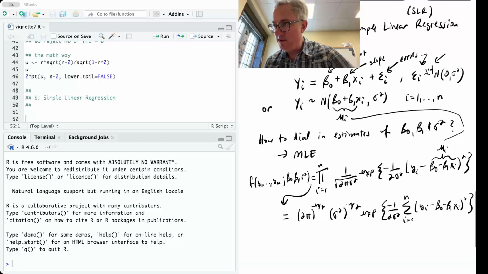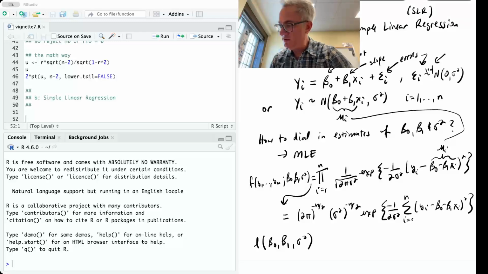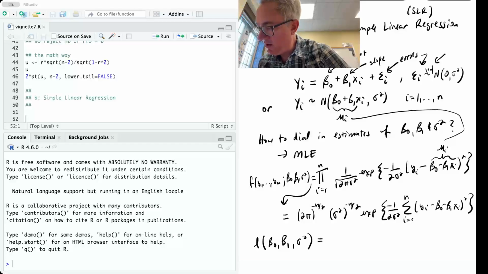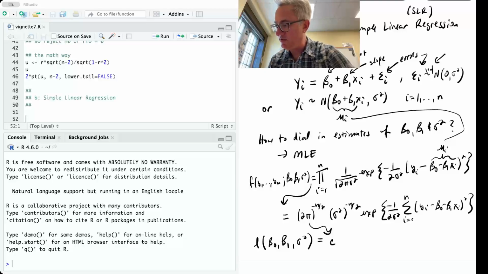And then we take the logarithm of that, right? So the log likelihood is the same thing as the joint density, but viewed as a function of the unknown quantities instead of as a function of the data values. And then I take the log of 2 pi to the minus n over 2, but that doesn't have any parameters in it, so it's really just constant with respect to beta naught, beta 1, and sigma squared.